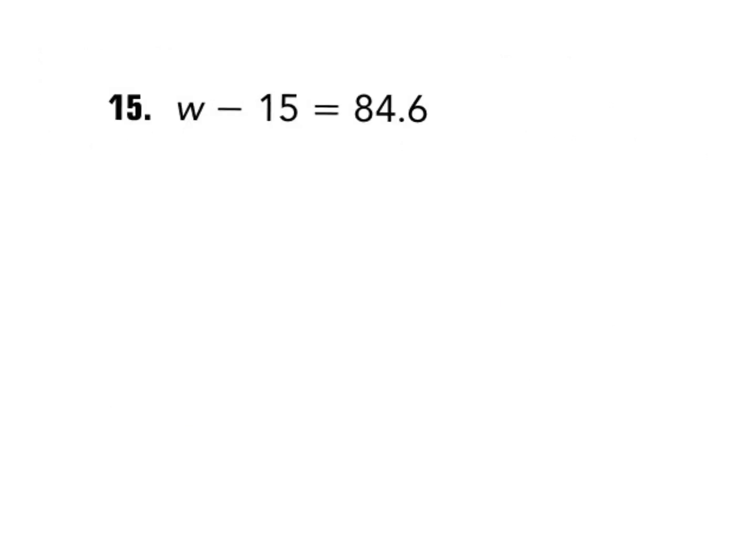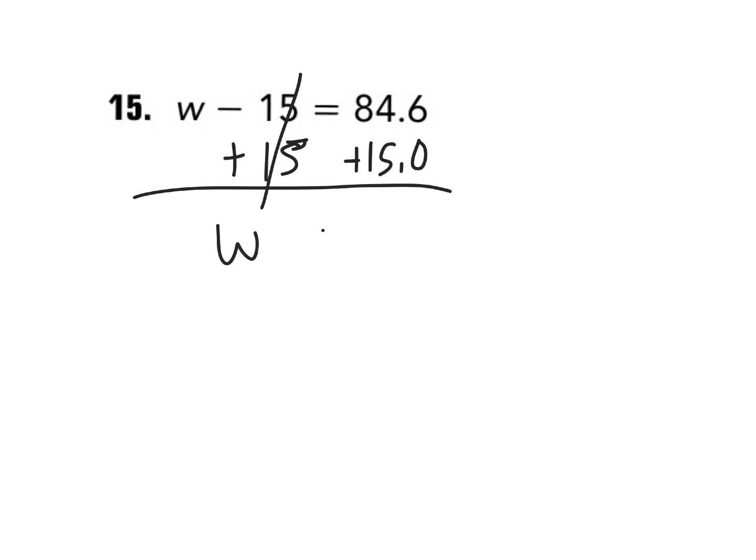Number 15, over with the variable, they're subtracting 15, so it's kind of like they took away part of what our variable is. So if they're subtracting, opposite operation, we need to add 15. That would be like adding 15 and 0/10. Always make sure your decimal points are lined up when you add or subtract decimals. When you add those together, it would be 99 and 6/10.